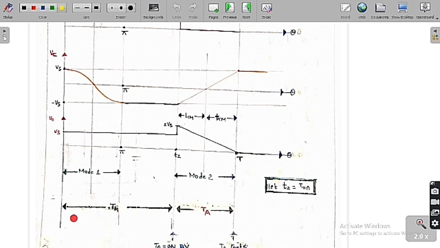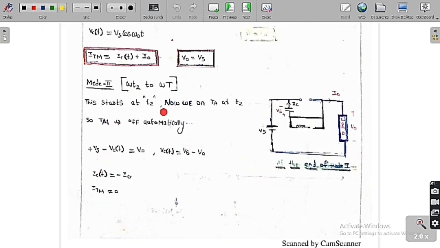So Tm is on only from 0 to T2. After that it is turned off. At the moment we turn on TA, at the same instant Tm is turned off. So this starts at T2. Now we turn on TA at T2, so Tm turns off automatically. As I already told you, the capacitor voltage at the end of T2 is a negative value, so it acts like a reverse bias across the thyristor, and it turns off.